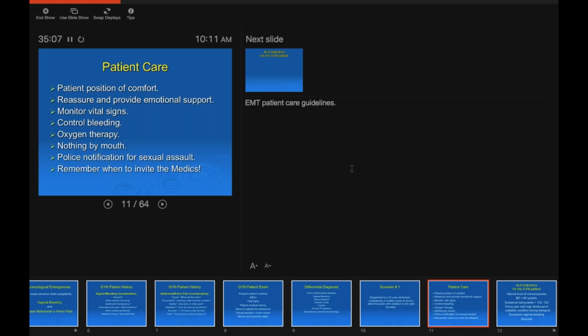And don't forget about medics. We're kind of bored sitting around here, so we kind of need to go and play a little bit. So invite the medics for things like that, especially unexplained abdominal pain in a female. If she was nauseous, could you give Zofran? Yeah, that's not going to hurt the child.